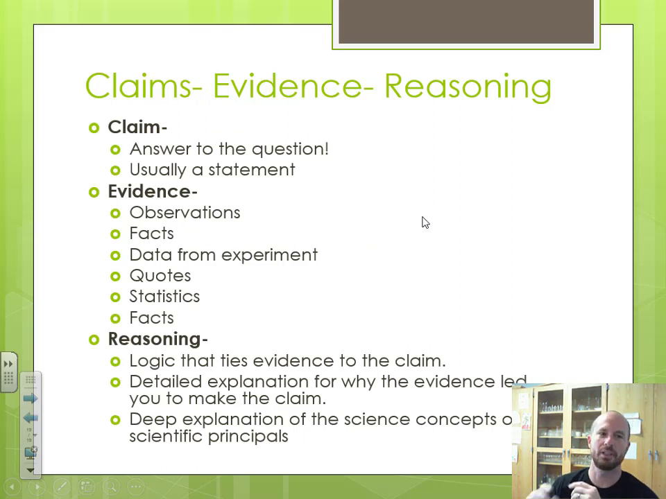So again, let's go through this. Feel free to screenshot this or write it down, or maybe I can post something for you. I'd like you to have these explanations of each so you can understand it better. A claim is an answer to a question, usually a statement. Evidence is observations, facts, data, quotes, statistics, and reasoning. Even in that one commercial, you found all this in his explanation of why you should go out and buy a ShamWow.